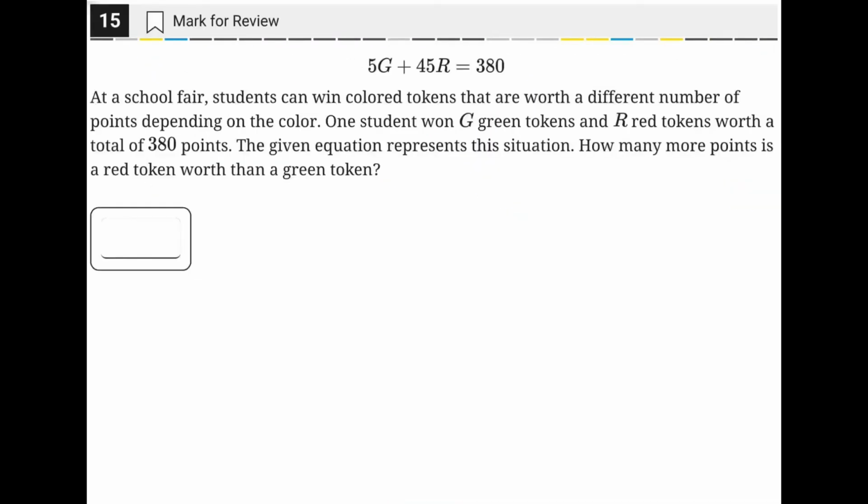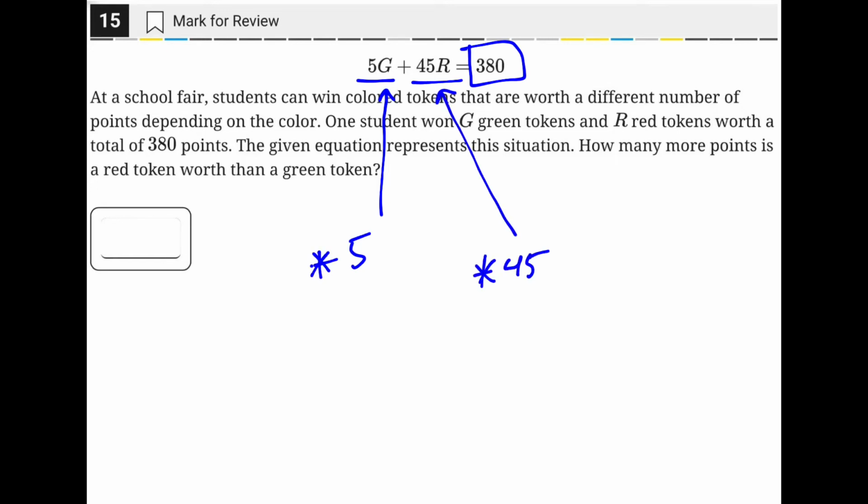Number 15, at a school fair, students can win colored tokens worth a different number of points depending on the color. So we see 5G, 45r, a total of 380 points. So this is an algebraic expression. The number of green tokens we multiply by 5. The number of red tokens we multiply by 45. It turns out those values, the coefficients in front of those variables, represent how many points each token is worth. So if I want to know the difference between the two, I take 45 minus 5. And this is a deceptively challenging problem, but it's actually just a subtraction problem.